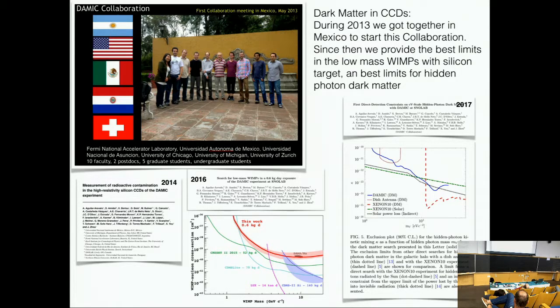Because of our position resolution, we have nice measurements of our radiation background, and that informs other experiments using silicon. We also produced a WIMP search that you can see here, that was published in 2016. We are coming up with a new result very soon. And in 2017, we produced the first direct detection constraints on eV hidden photon dark matter, right? So this is looking for hidden photon absorption in the silicon.